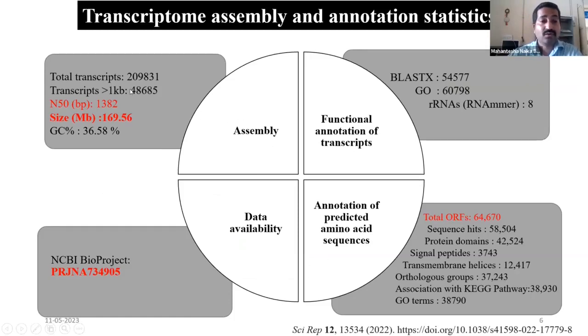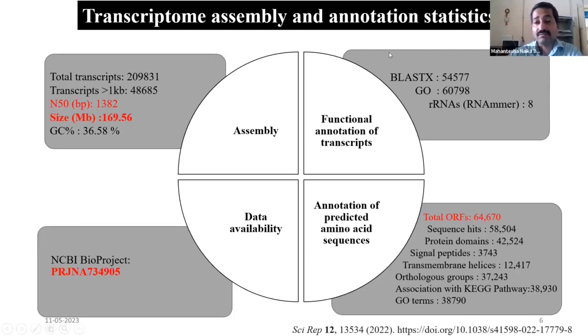So looking into the total transcripts, this is the total number of transcripts. Again, within that, when we look into the transcripts which are more than 1 kb, nearly more than 48,000 gene transcripts were identified with an N50 of 13A2 and a size of 169. And looking into the total GC content in the transcripts obtained, it is 36%.